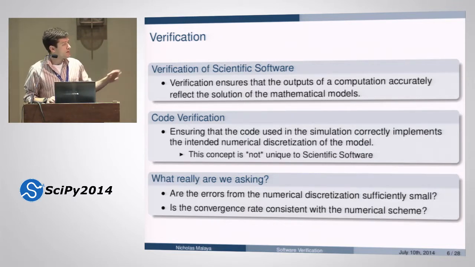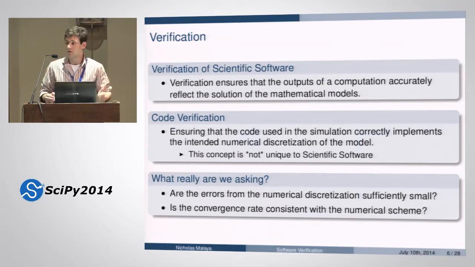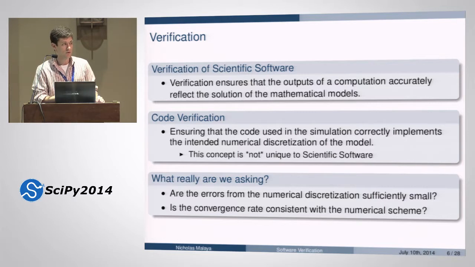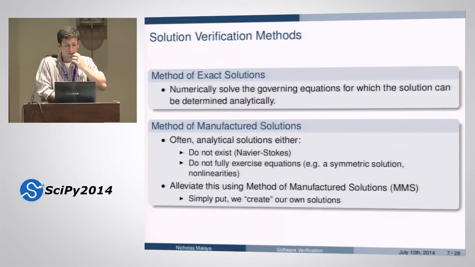So I think the 2 points here on the bottom that are very important are the errors from the numerical discretization. Are they sufficiently small? How do you know that? How can you characterize that? And then, is the convergence rate consistent with the numerical scheme? That's that big O term I showed you previously.